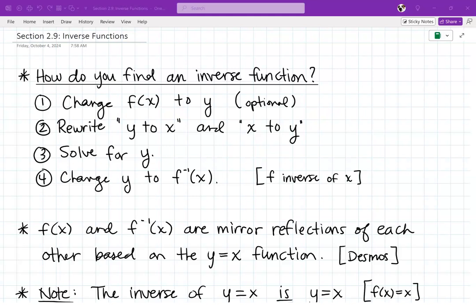All right, so section 10.9, 2.9, inverse function. We're basically going to try to figure out inverses to functions that are given to us.